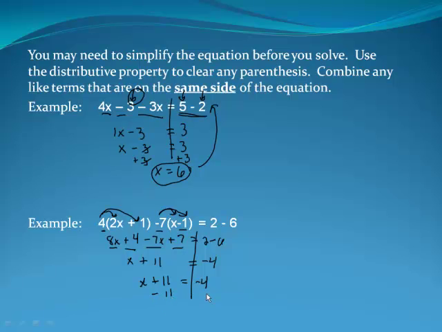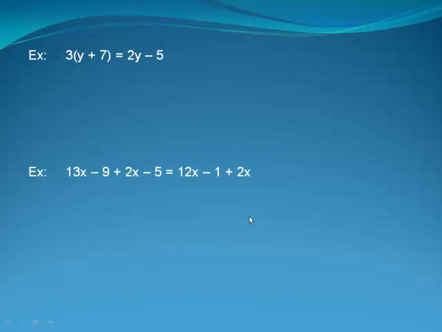I want to solve for x, so I'm going to subtract 11 from both sides. My 11's cancel out on my left-hand side, and I've got a solution of x equals negative 4 minus 11 is negative 15. And again, always a good idea to take that and put it back in the original problem for all the x values and check that. Make sure that value works.